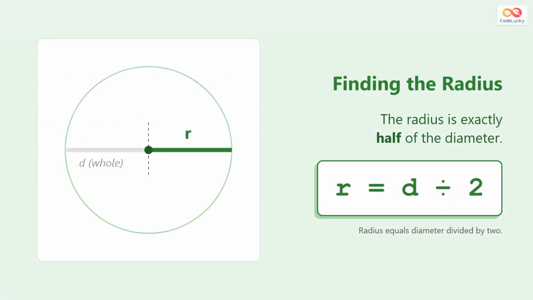We can also look at it the other way around. If you know the total distance across the circle, which is the diameter, you can find the radius by simply cutting that number in half. The radius is equal to the diameter divided by 2.